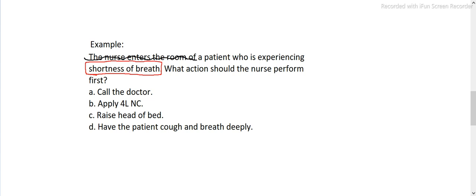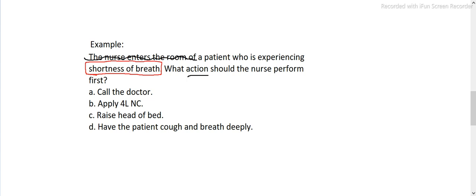Okay, and then what action should the nurse perform? It's a good thing to keep in mind that action doesn't always mean implementation. It might mean assessment. But anyways, let's go on to these 4 options down here. The answer options are: call the doctor, apply 4 liters nasal cannula, raise head of bed, or have the patient cough and breathe deeply.